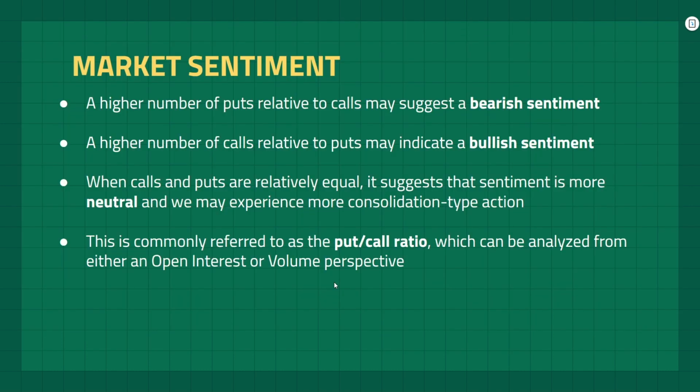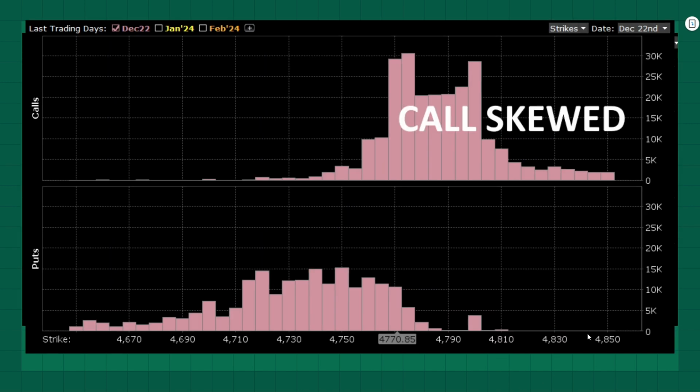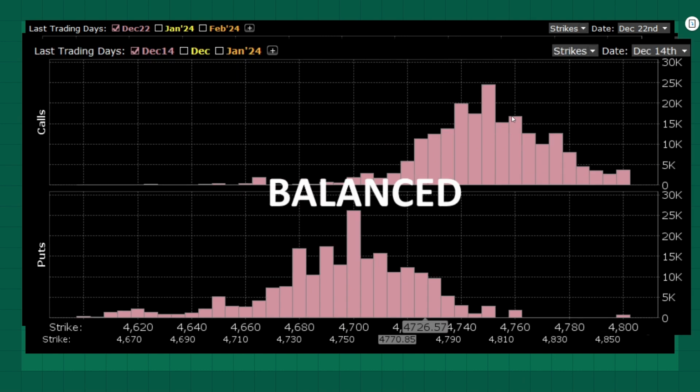When calls and puts are relatively equal, it may suggest that sentiment is more neutral, and we may experience range-bound consolidation type action. This is called a balanced market, and we can see calls and puts relatively equal.